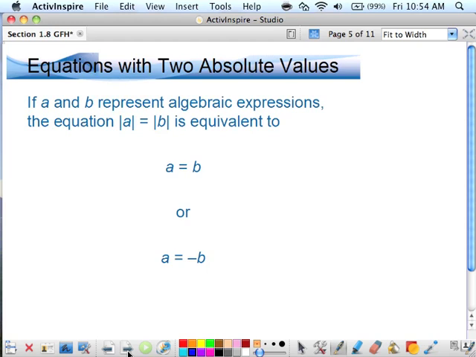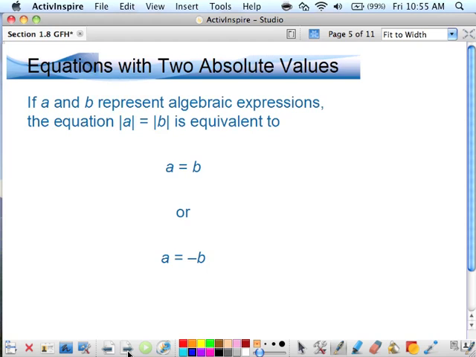Here's where people start to have trouble. If an equation has two absolute values, not just one but two, people really get into trouble. I don't know why, it just upsets them. But basically, if A and B represent algebraic expressions, the equation absolute value of A equals absolute value of B is always equivalent to A equals B or A equals the opposite of B. That's all you can have.